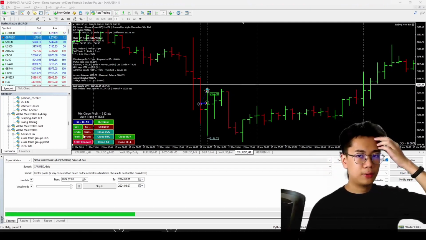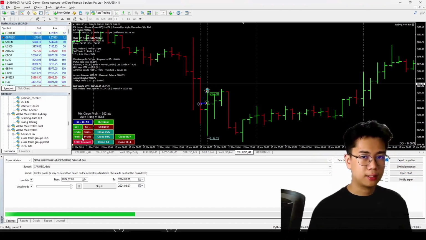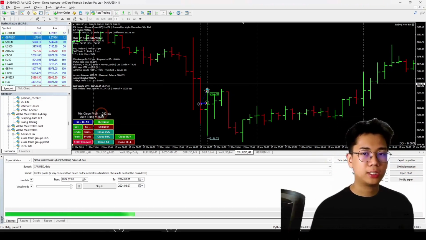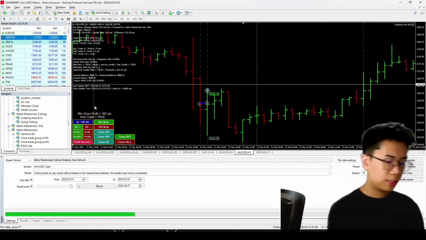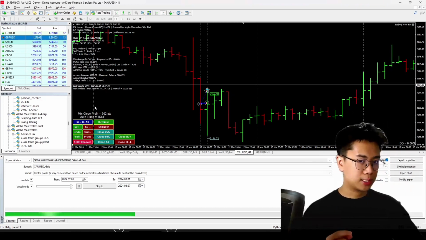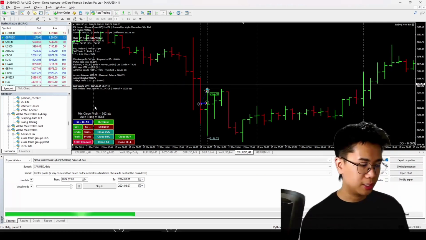How can we change it manually? You see the button here? Plus, minus, just here. Then you can manually change the minimum close profit. Now, in short, the point that I want to bring out to you guys is there is not much for you guys to change.